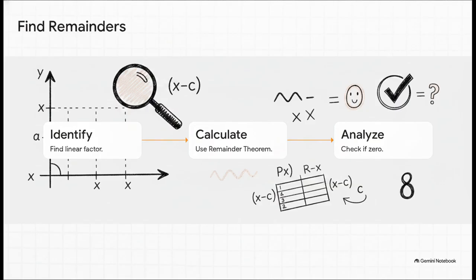Step 1. Always carefully identify your linear factor or divisor, like x minus 2 or x plus 1. Step 2. Decide your attack plan. You can either set up synthetic division to find the full quotient, or if you only need the remainder, just efficiently apply the remainder theorem. Step 3. Analyze the result. If your remainder is a flat 0, congratulations, you just found a perfect factor of the polynomial. If it's a specific value, well, that's your remainder.